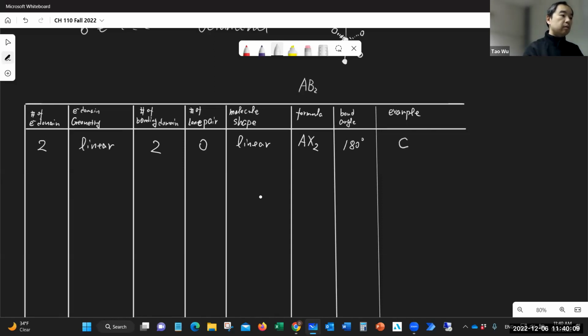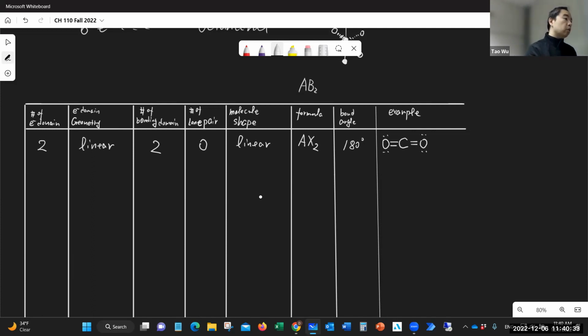The most common example is just CO2, okay? CO2 is a straight line. CO2 is a linear shape. Carbon dioxide has only 2 electron domains around the central atom, 2 double bonds. So this gives us a linear shape.